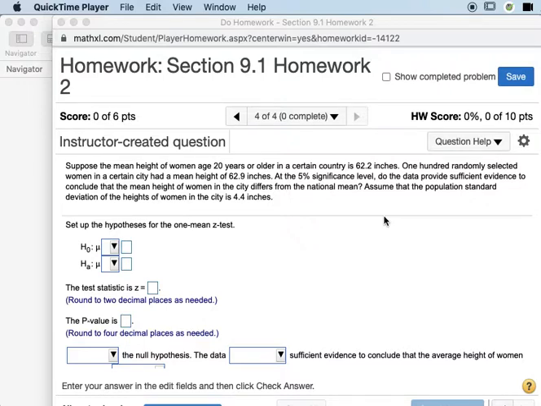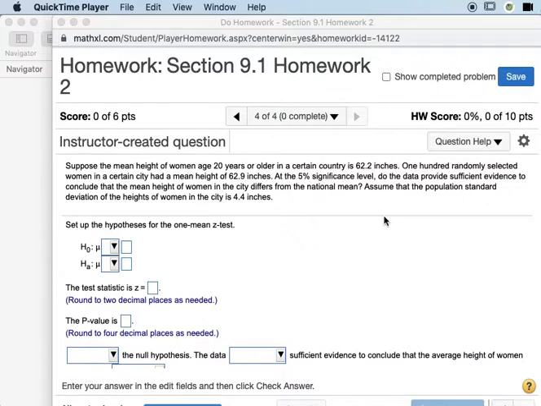At the 5% significance level, do the data provide sufficient evidence to conclude that the mean height of women in the city differs from the national mean? Assume that the population standard deviation of the heights of women in the city is 4.4 inches.